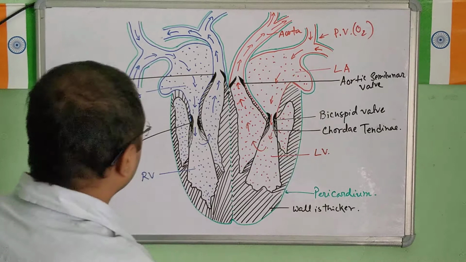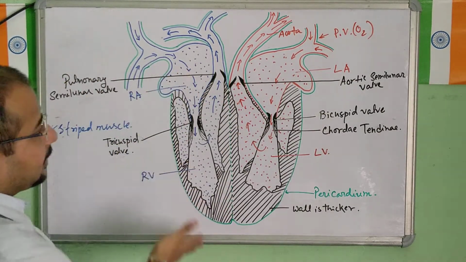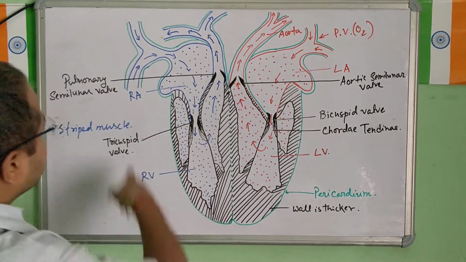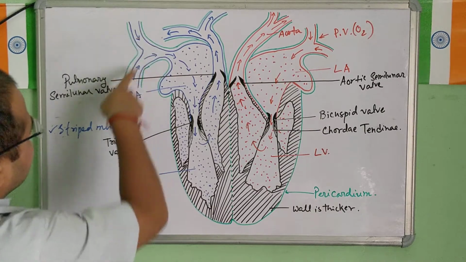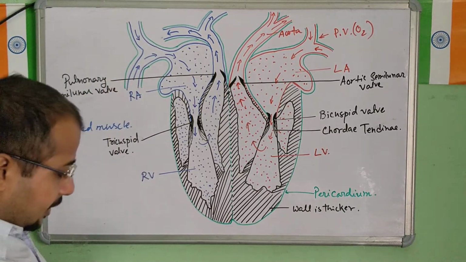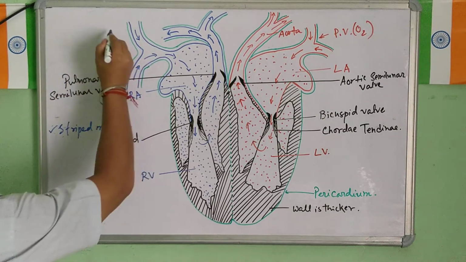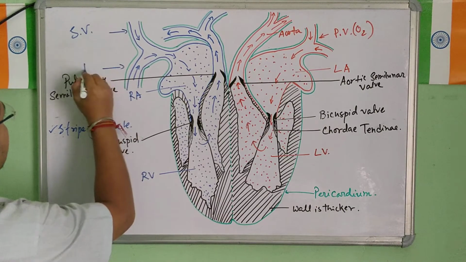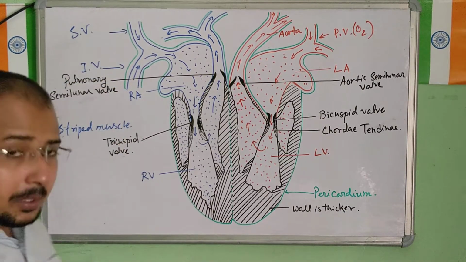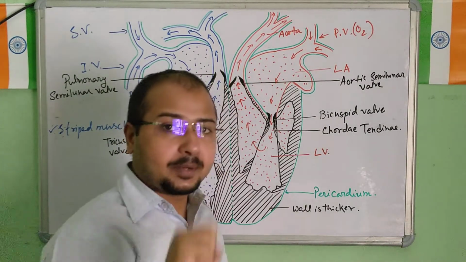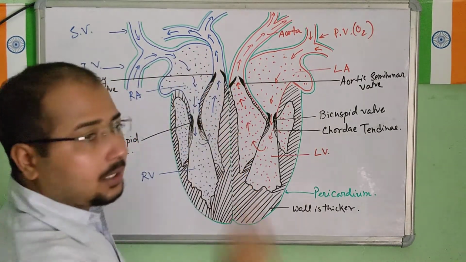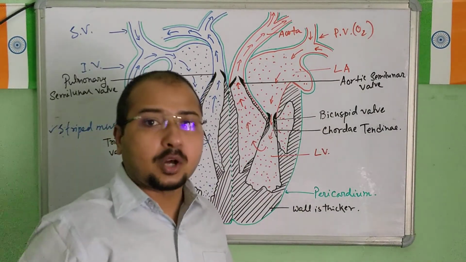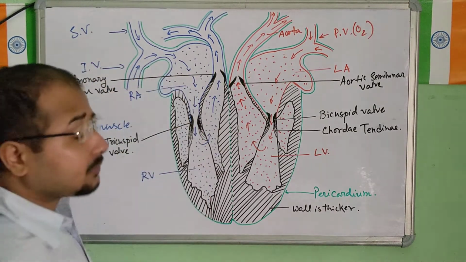Now, the deoxygenated blood. The right side of the heart deals with the deoxygenated blood that I have shown with the blue colors. See here, this is the vena cava. Now vena cava has two branches, we know. This is the superior vena cava and this is the inferior vena cava. Superior vena cava brings the deoxygenated blood from the upper part of the body into the heart, that is the right atrium, and inferior vena cava brings the deoxygenated blood from the lower part of the body to the right atrium.